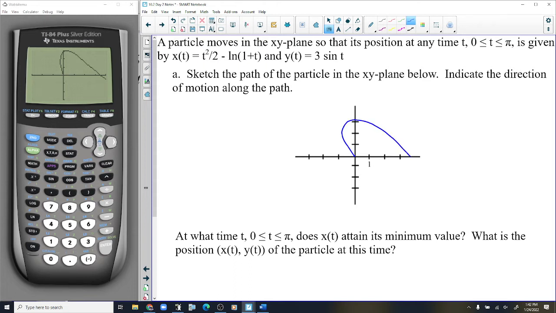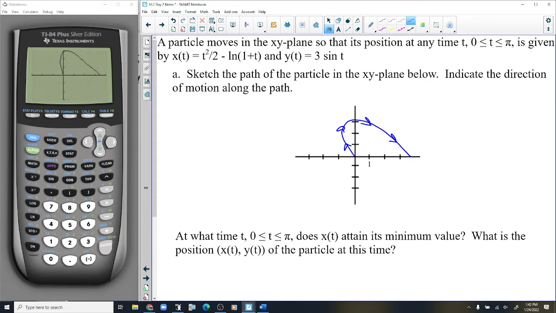that. Oh, did I go from 0 to pi? Window, that's 0 to 2 pi. 0 to pi. And that'll stop it on the x-axis. There we go. Indicate direction. It seems to be going in this direction, kind of right to left and then left to right.